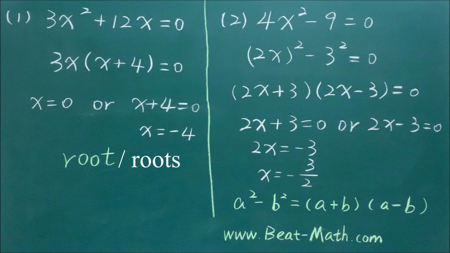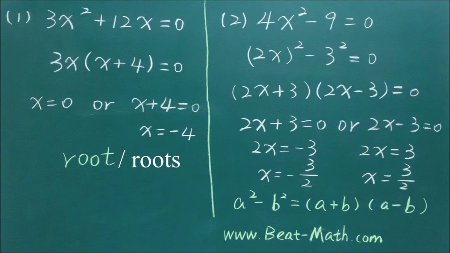In the equation 2x minus 3 equals 0, move minus 3 to the other side and change the sign to get 2x equals 3. Divide by 2 on both sides and get x equals 3 over 2. So the equation has two roots, x equals negative 3 over 2 or x equals 3 over 2.